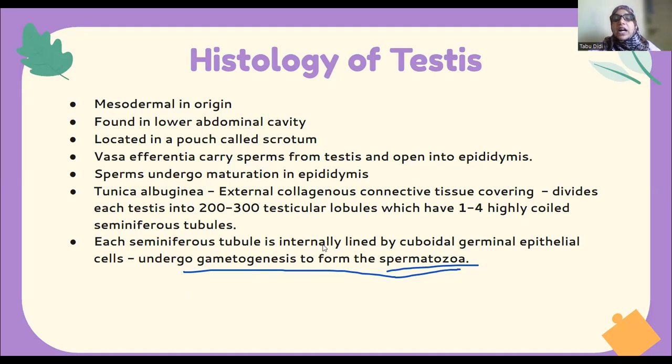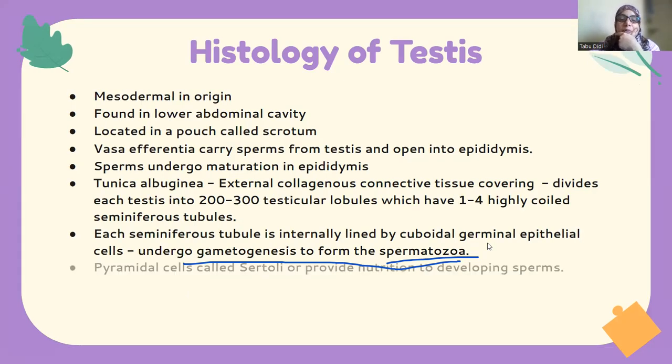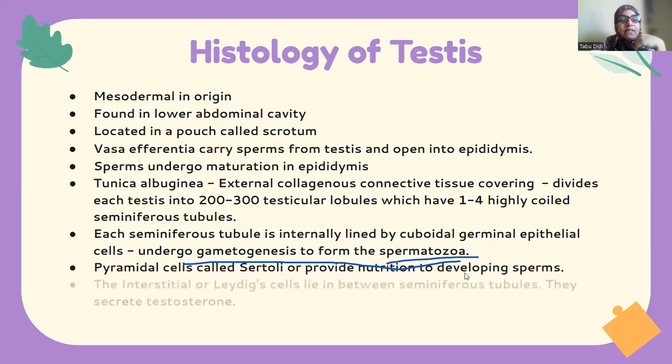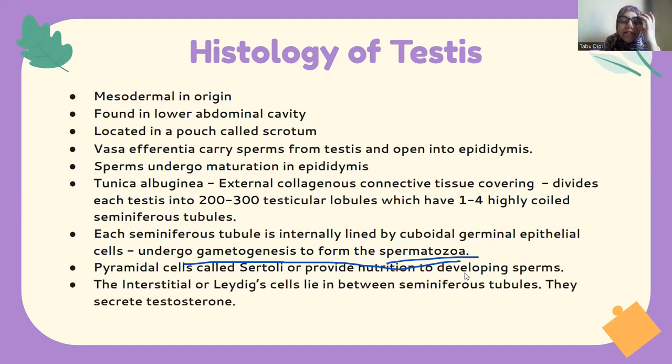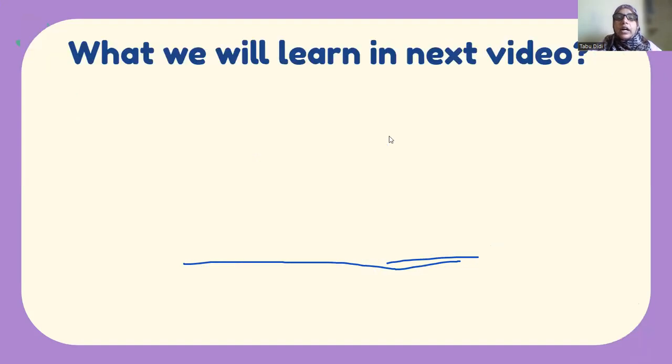Finally, the seminiferous tubules are the place where gametogenesis will take place, inside the germinal epithelial cells where the sperms will be formed. And then you have the Sertoli cells, which will provide what? Nourishment to the developing sperms. And the Leydig cells that we just saw, which are present outside the seminiferous tubule, will secrete the male hormone, testosterone. So this is all about the histology of testes, very, very important from the exam point of view and the understanding point of view also.